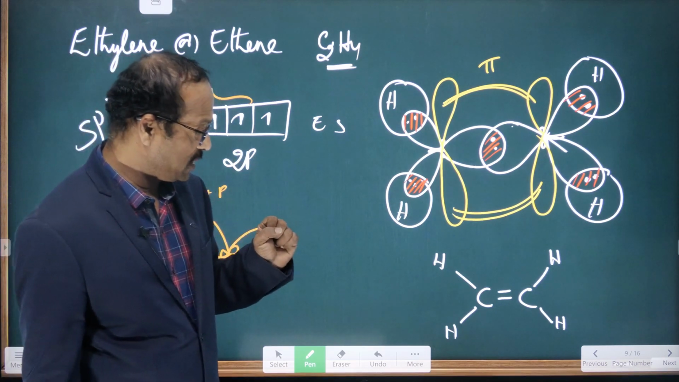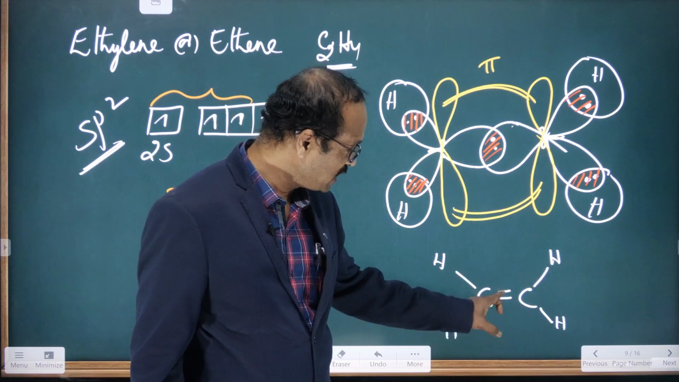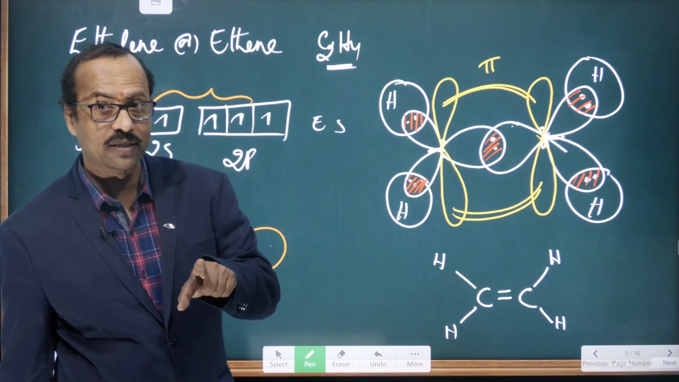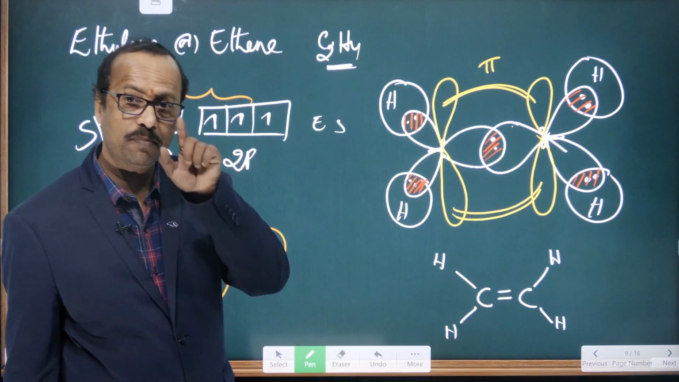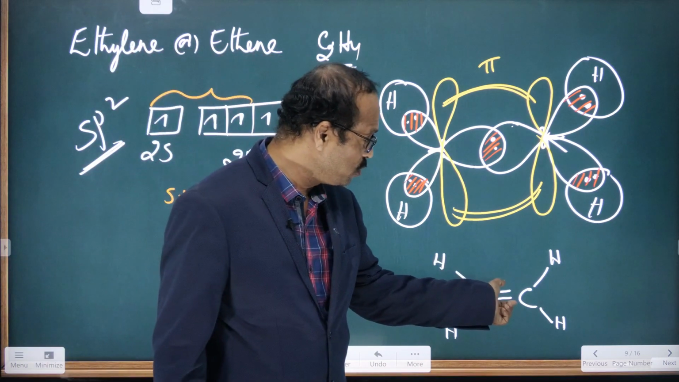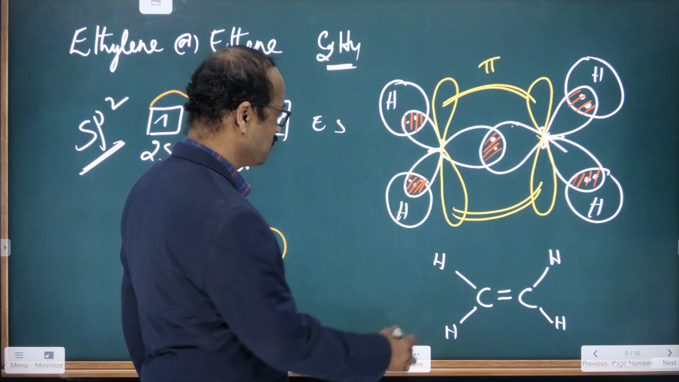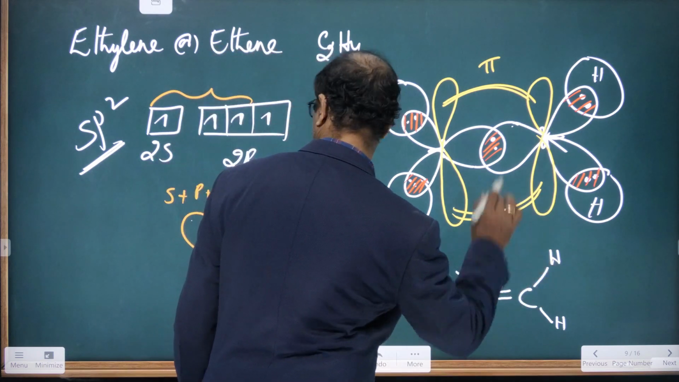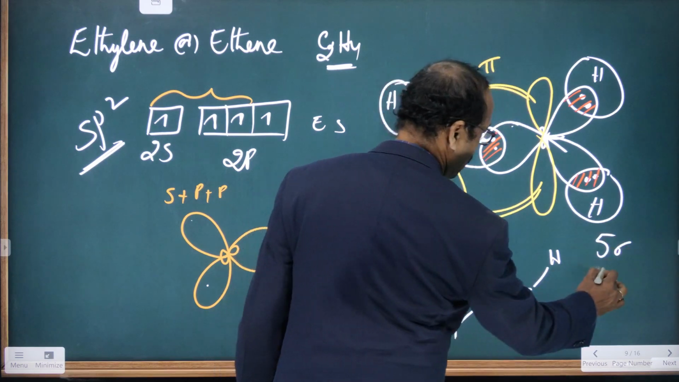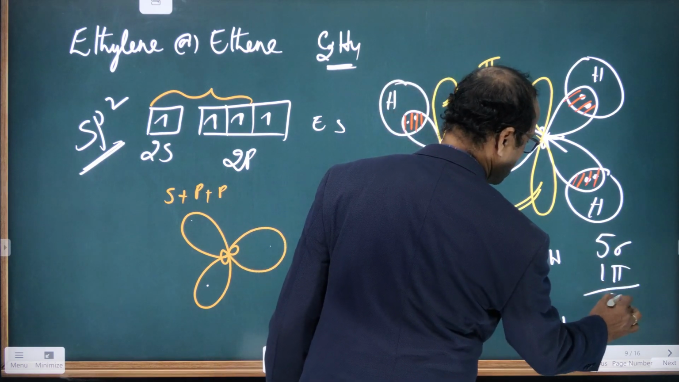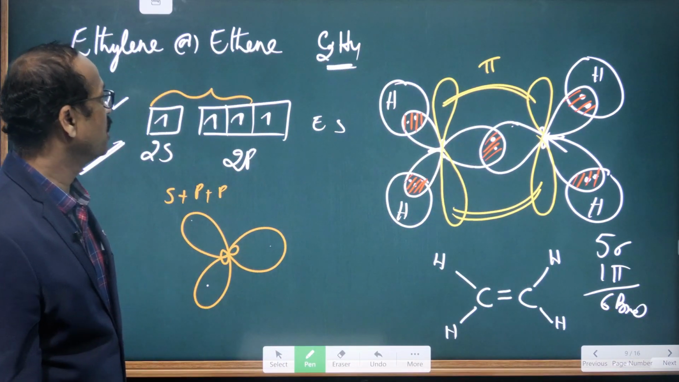Now in this ethene or ethylene, the total number of bonds is 6. 1, 2, 3, 4, 5, 6. But within these 2 bonds between the carbons, the second bond will always be a pi bond, and the first one is sigma. So total number of sigma bonds, how many? 1, 2, 3, 4, 5. So there are 5 sigma bonds and 1 pi bond, so a total of 6 bonds. Clear? So that's about the formation of ethene.